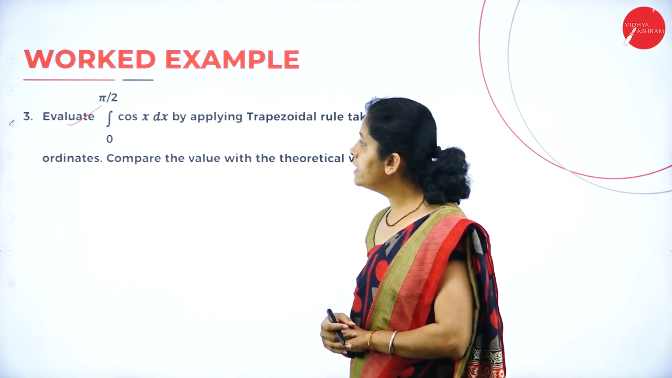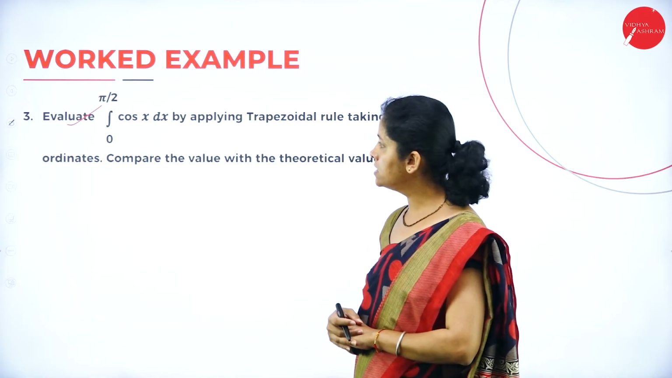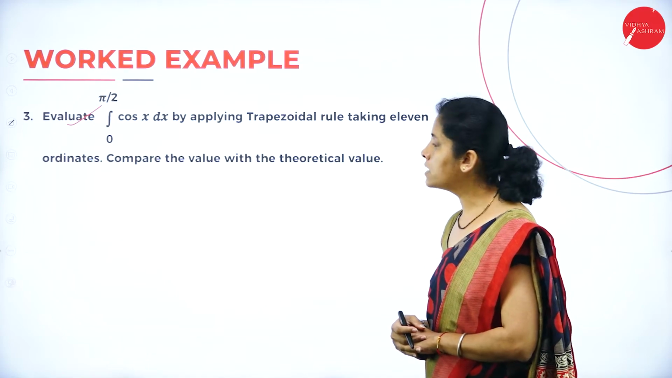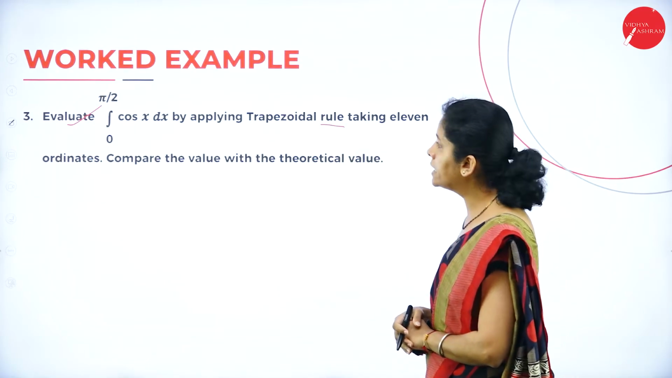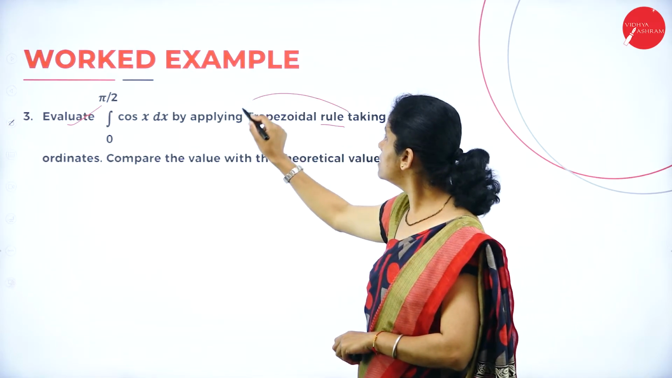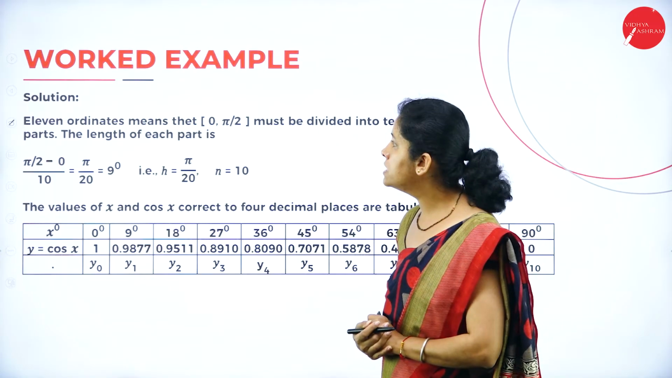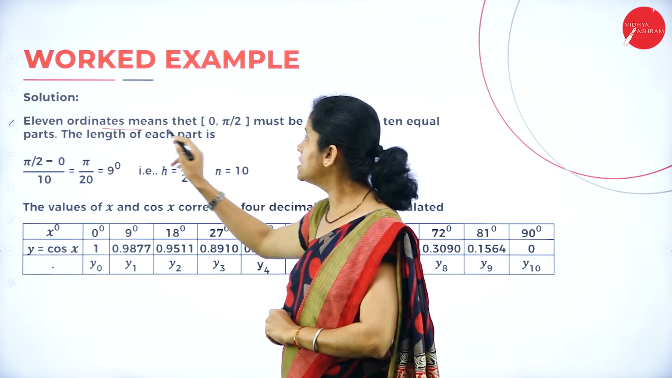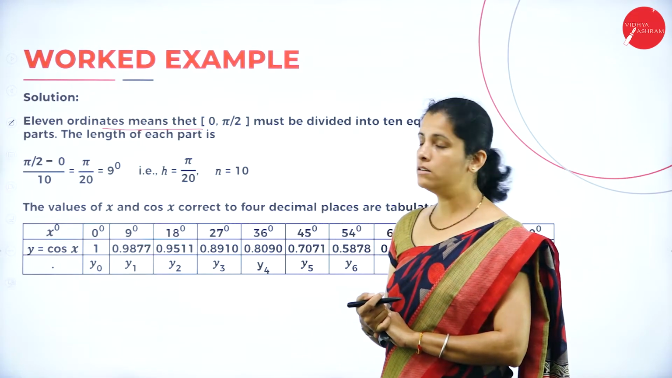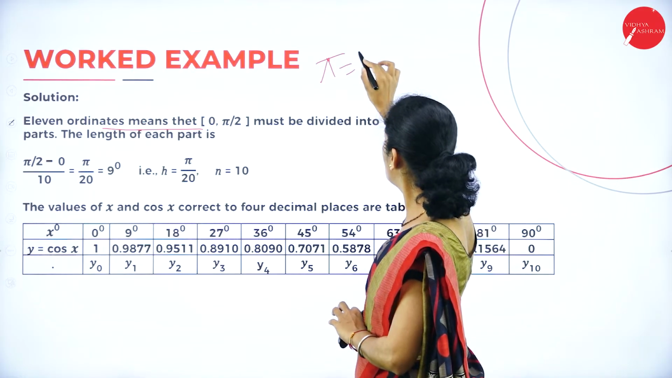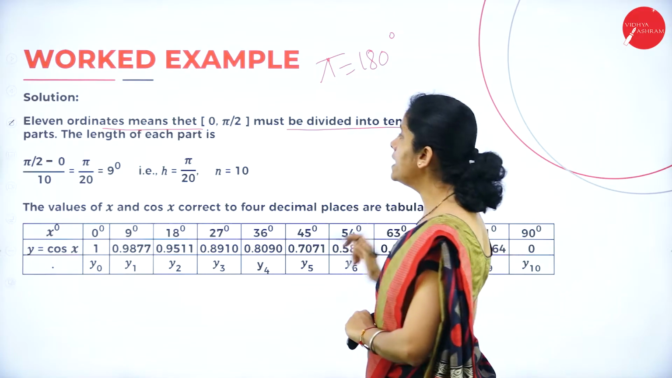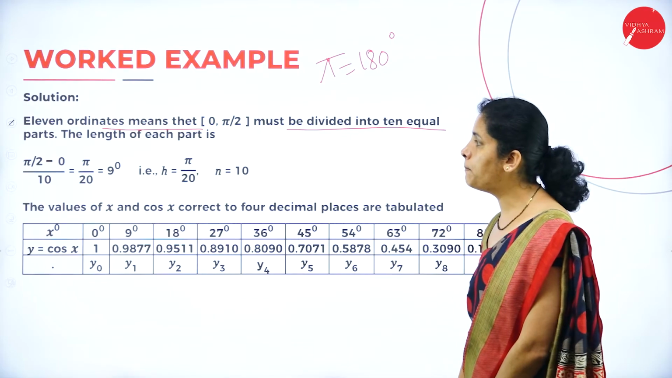Now, I'm going to have my third question, that is evaluate. I want to evaluate cos x that ranges from 0 to pi by 2 by applying the trapezoidal rule taking 11 coordinates. Okay, this is another kind of method. Now see here, 11 coordinates means what? 0 to pi by 2. So what is pi here? Here pi is nothing but 180 degrees.